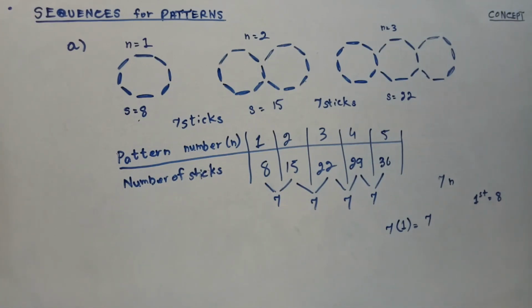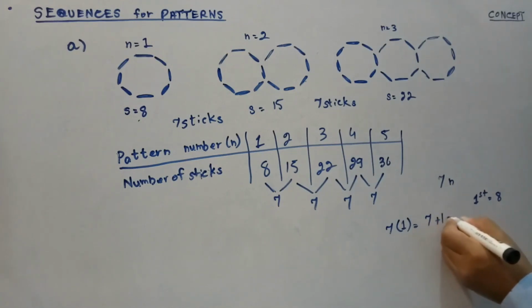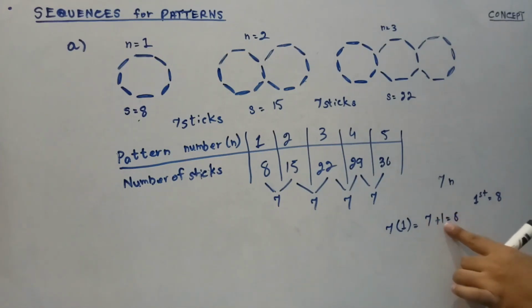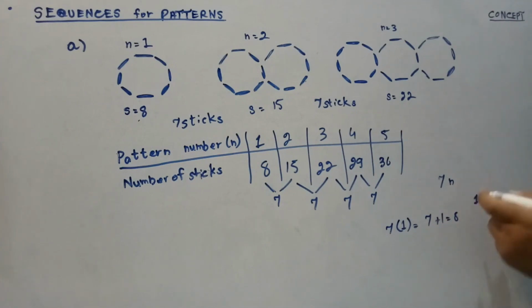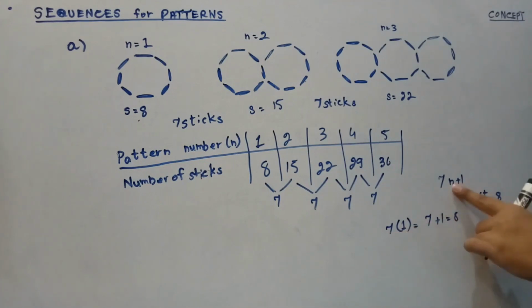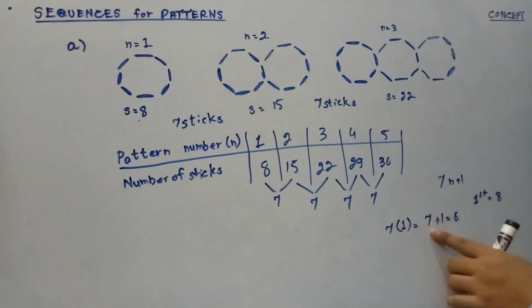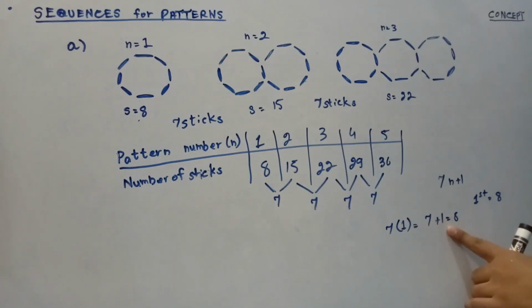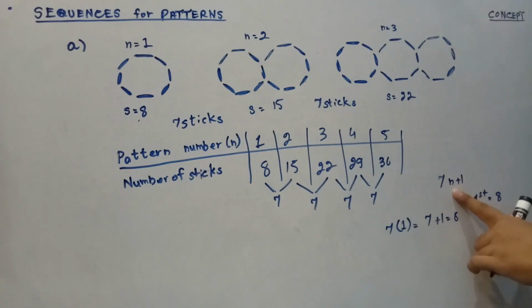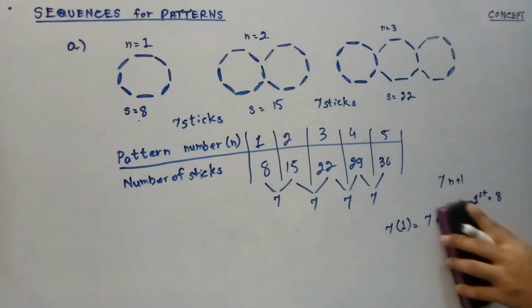So if I add 1 to 7 into 1, I can get 8. I am adding 1 to that formula, meaning clearly 7 multiplied by n plus 1. 7 multiplied by 1 is equal to 7, and plus 1, I will get 8. Now this formula can give us the correct number of sticks.